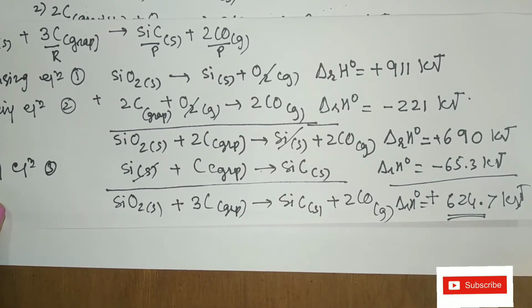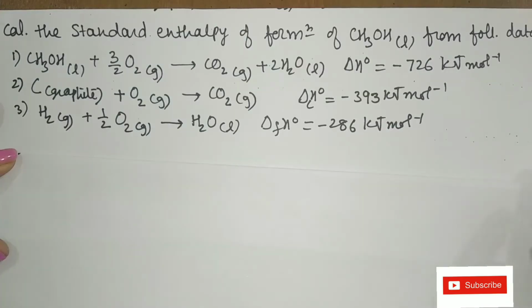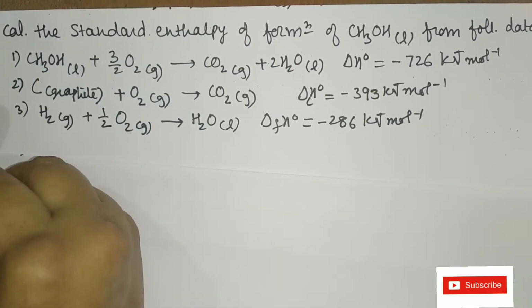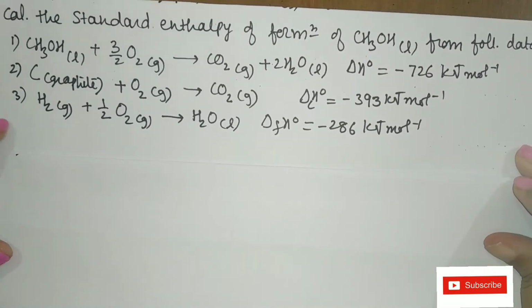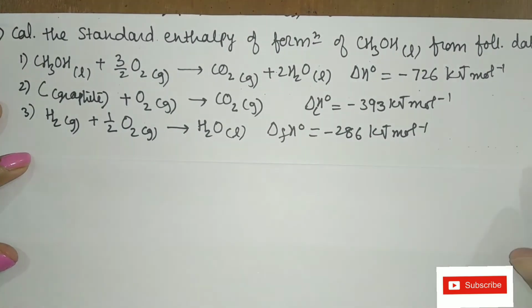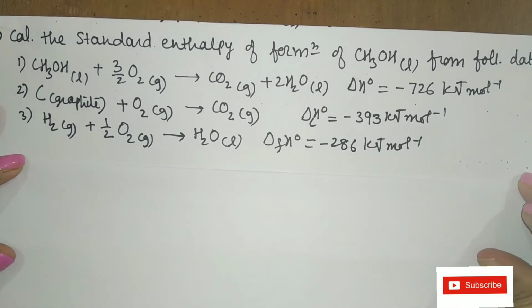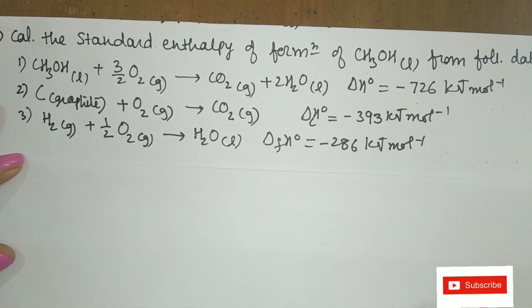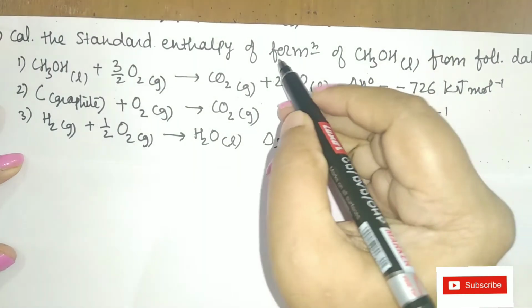Let us move on to the next problem, which you can solve simultaneously with me. This is the next problem, student. That is the third problem we are solving. Calculate the standard enthalpy of formation of methanol from the following data. Now here if you see, they have not given the equation. So you have to write the equation.